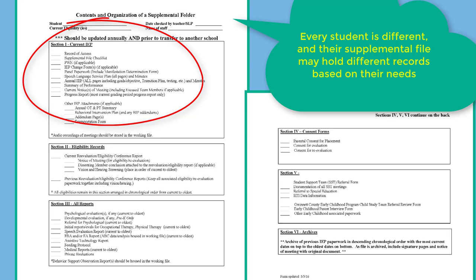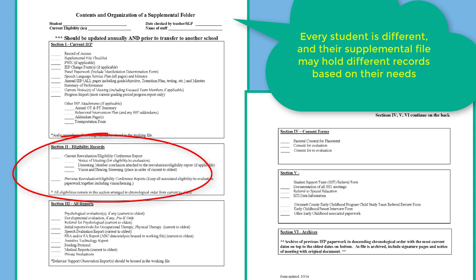Due process documents in Section 1 will include the IEP or Speech Service Plan and accompanying documents related to the IEP. Section 2 will hold the most current 3-year reevaluation reports or initial eligibility report on top, followed by past reports with the vision and hearing performed during the evaluation process.